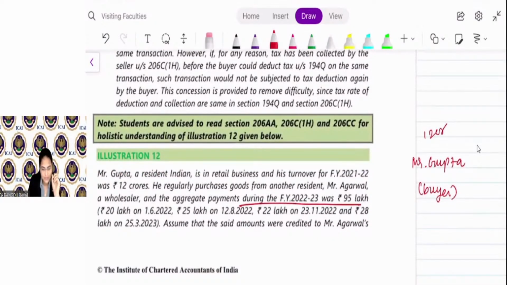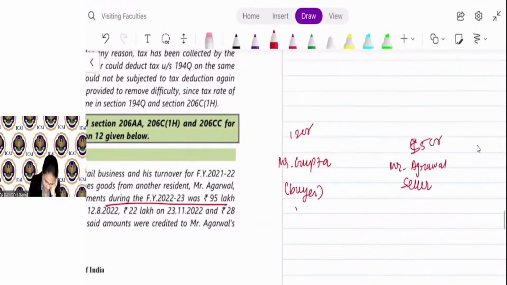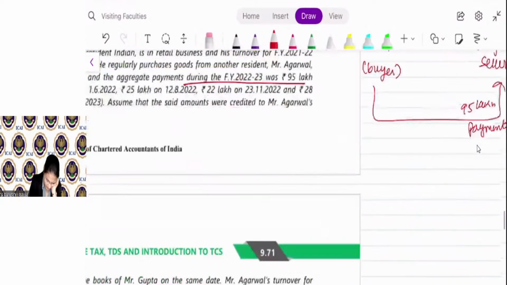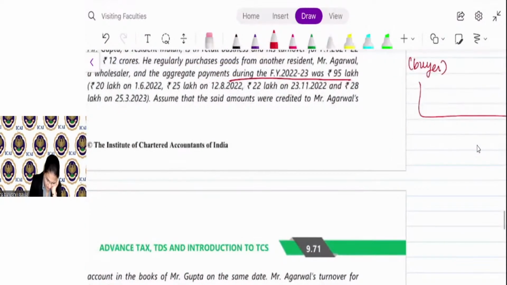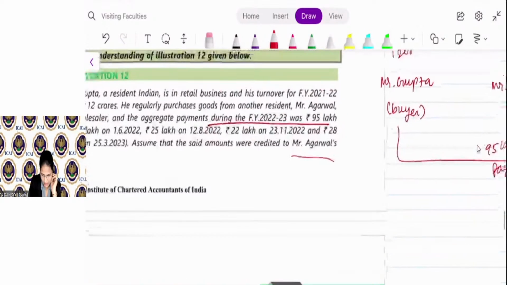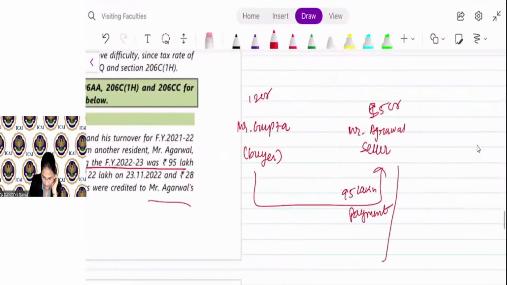So Mr. Gupta has purchased the goods from Mr. Agrawal and made the payment of 95 lakh rupees to Mr. Agrawal. And here it is given that the same amount is credited to Mr. Agrawal's account in the books of account of Gupta on the same date. So obviously they have purchased goods of rupees 95 lakh.